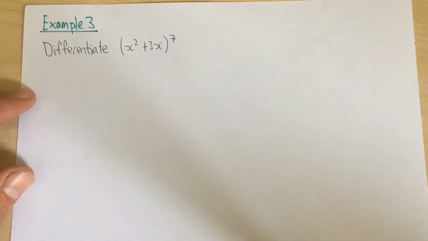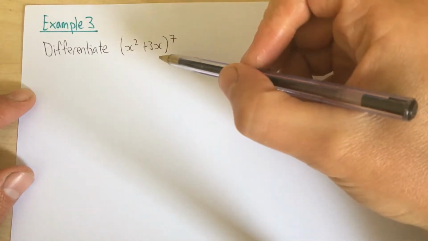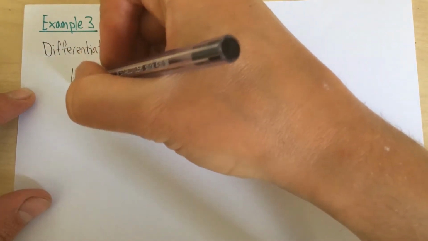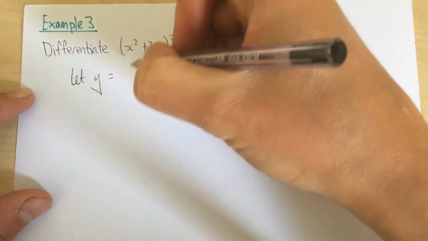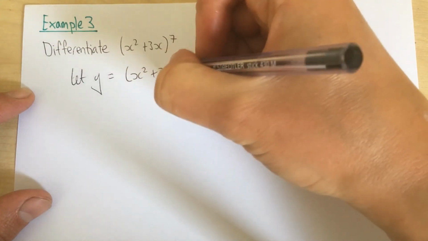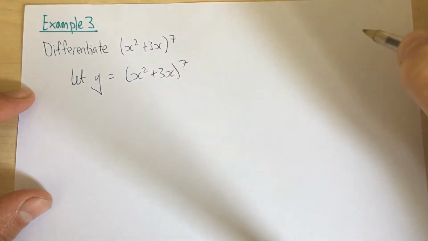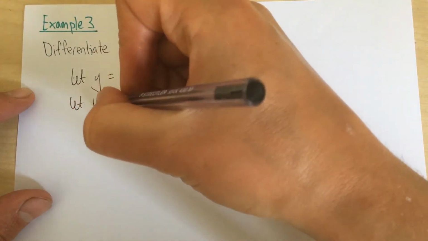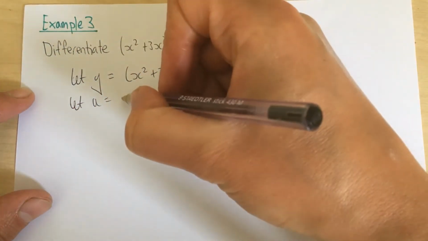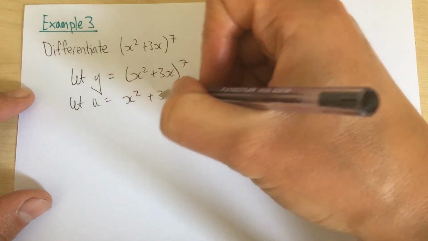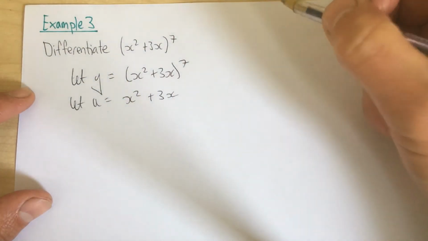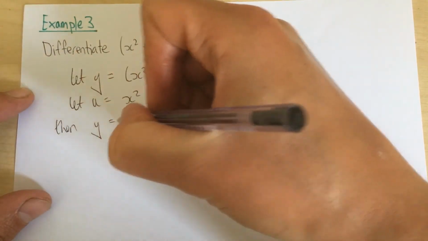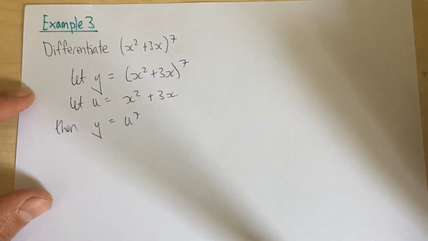Example 3, differentiate (x squared plus 3x) all to the power of 7. First thing I'm going to do is let y equal my function (x squared plus 3x) all to the power of 7. And then I'm going to say let u equal the bit in brackets here, x squared plus 3x. And that allows me to say then y equals u to the power of 7.